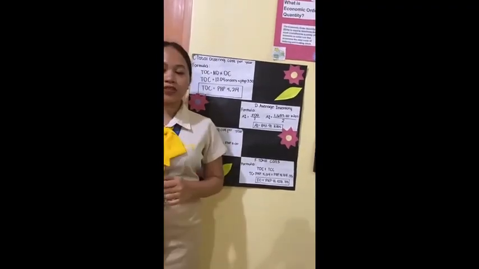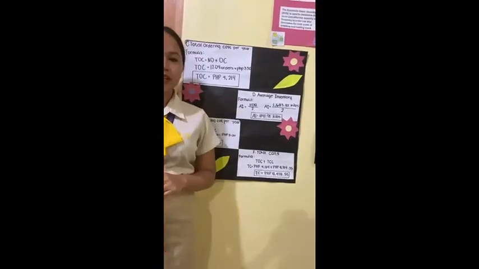The last one is F, the total cost. The formula is TC equals TOC plus TCC. TC equals 4,212.55 plus 4,212.55. The answer is TC equals 8,428.55 pesos.